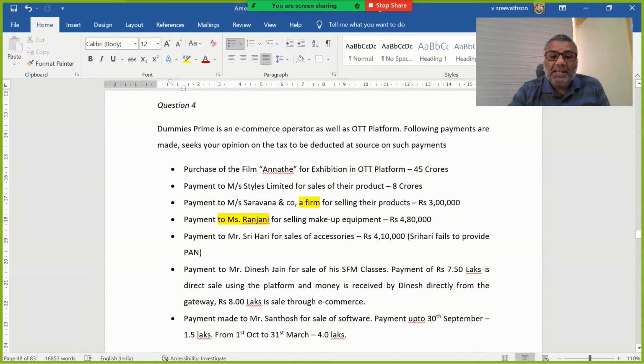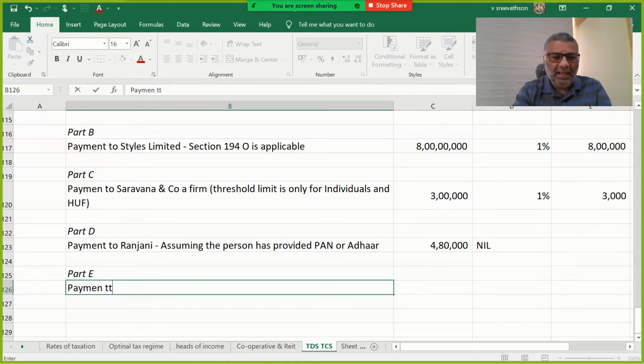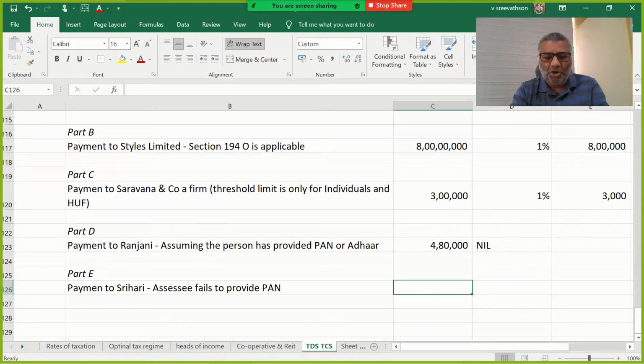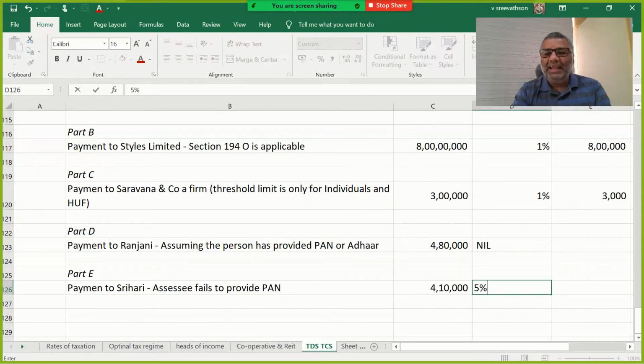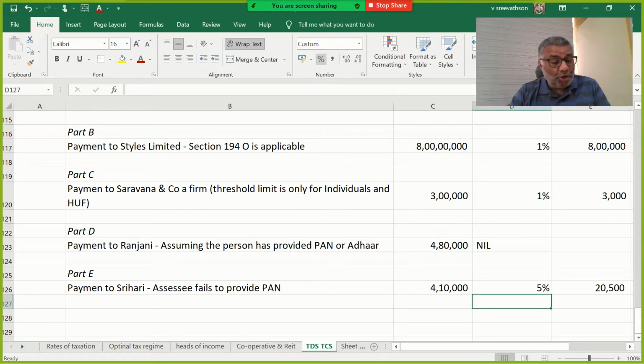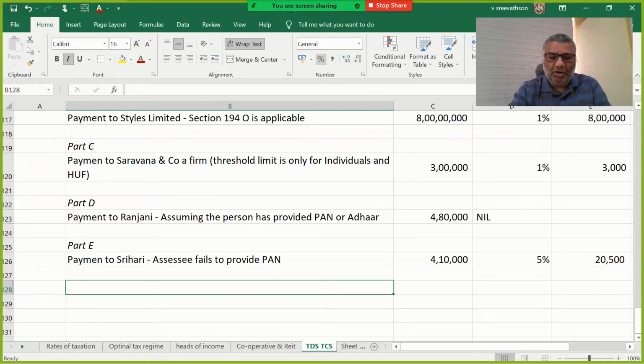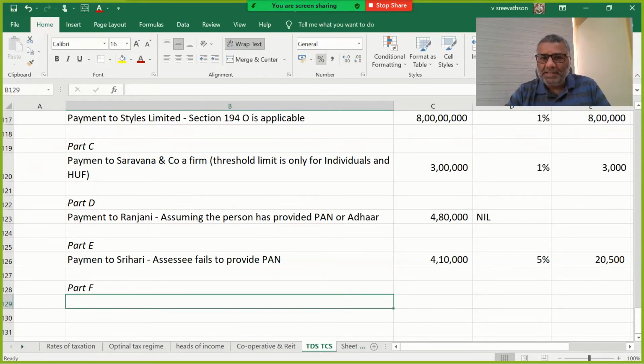Payment to Mr. Srihari for sale of accessories, 4,10,000. Srihari fails to provide PAN. So even though it has not exceeded the threshold limit, unfortunately the rate is 5%. Where PAN is not provided, the rate is not 1%, it is 5%, and the threshold is not going to be there. So 5% is the rate of deduction.